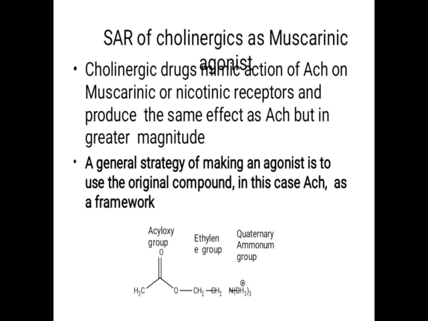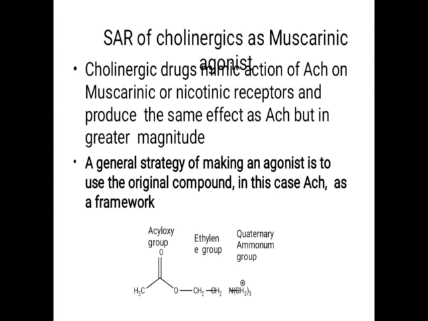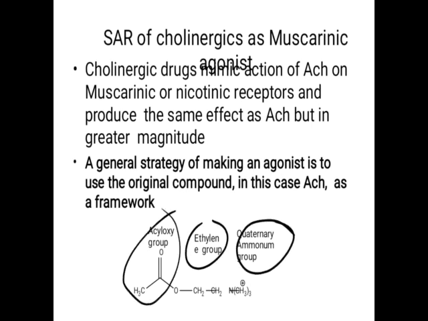and can cross the blood-brain barrier. So here you can observe this is the acetoxy group, this is CH2CH2, the ethylene bridge, and finally we have the quaternary amine. So these are the three parts present in acetylcholine: the quaternary ammonium group, ethylene and acetoxy group. These are the functional groups present in acetylcholine. We have to modify these parts so that the drug can become more active and can cross the blood-brain barrier.